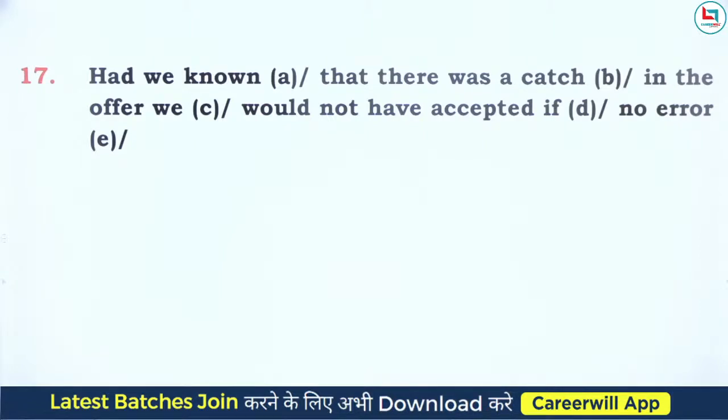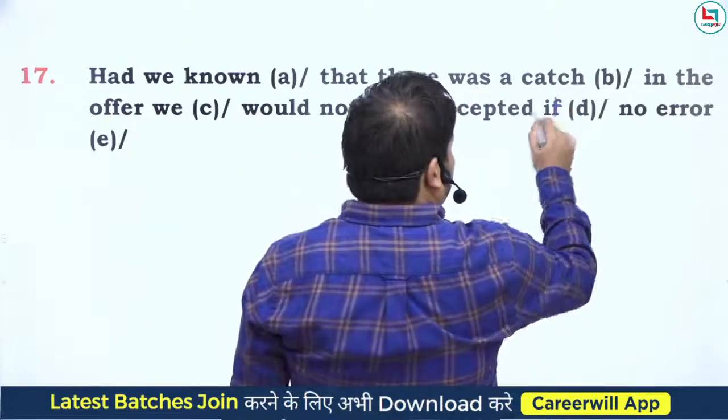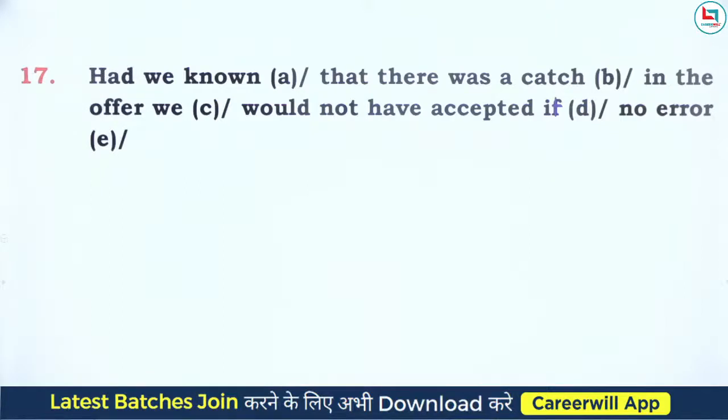Had we known that there was a catch in the offer, we would not have accepted it. That is a typo error, if at the end. So, what is the problem? Had we known that there was a catch in the offer, we would not have accepted it. Is there any error? That is past perfect and we would not have accepted. So there is no error. E.